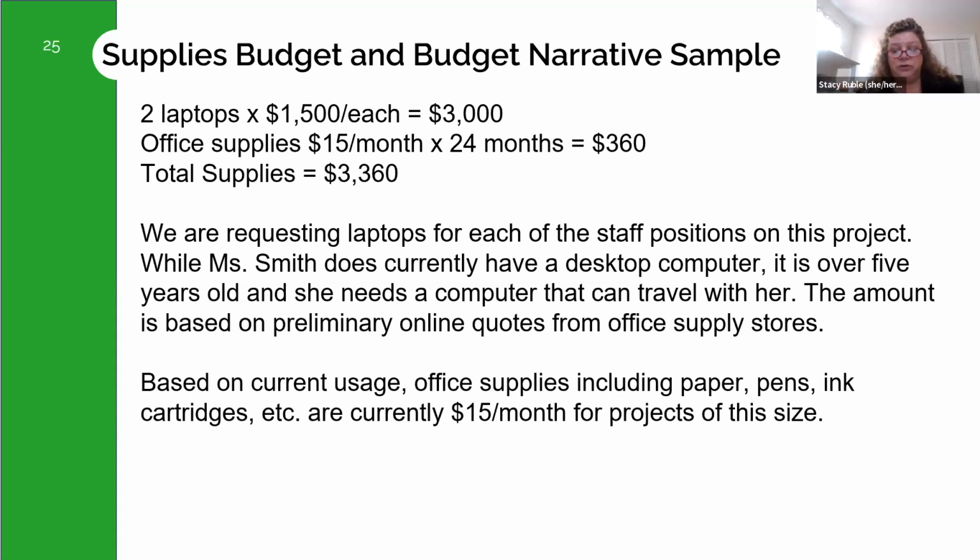Office supplies could include things like paper, pens, ink cartridges, etc. And we're saying based on current usage, that would be about $15 a month for projects of this size. You do not need to itemize how many pieces of paper, how many pens, how many ink cartridges. I was reviewing a grant once a few years ago where they actually did break it down by the pieces of paper and the pens, and it was just too much detail. You don't need to do that.